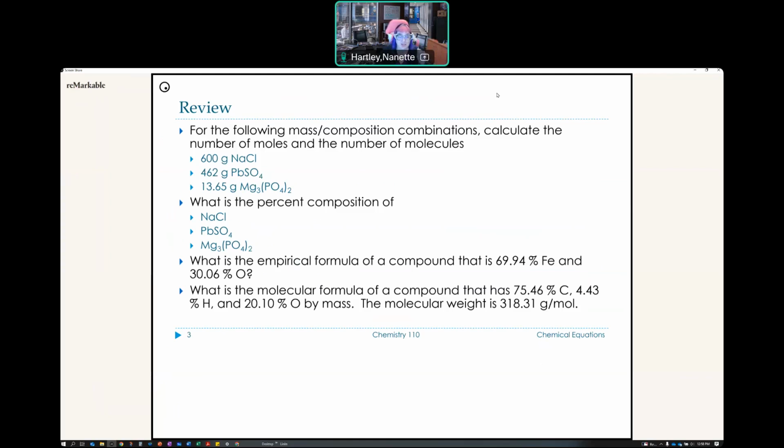We want to know what the percent composition of NaCl, PbSO4, and Mg3(PO4)2 is. I want to know the empirical formula of a compound that's 69.94% Fe and 30.06% O. And what's the molecular formula of a compound that has 75.46% C, 4.43% H, and 20.10% O by mass if the molecular weight is 318.31?